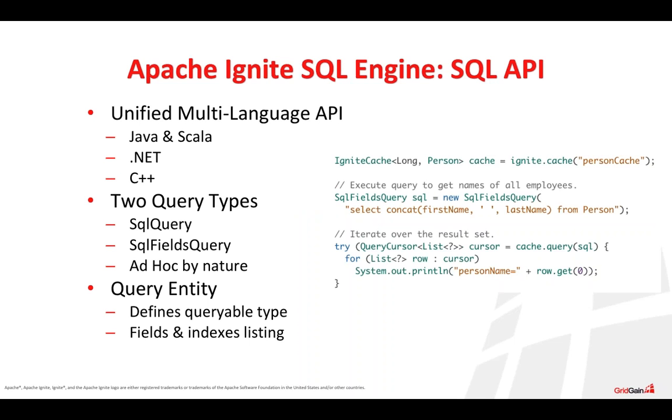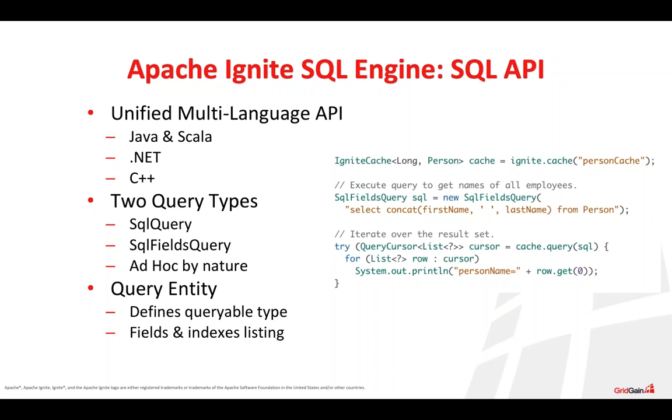Okay, moving forward, what is the API that is available to you? The first thing to note is that the Apache Ignite SQL engine provides a unified multi-language API for Java and Scala programming languages, as well as for .NET and C++. Using the APIs directly from these languages, you can rely on queries of two kinds. The first one is SQL query and the second one is SQL fields query.